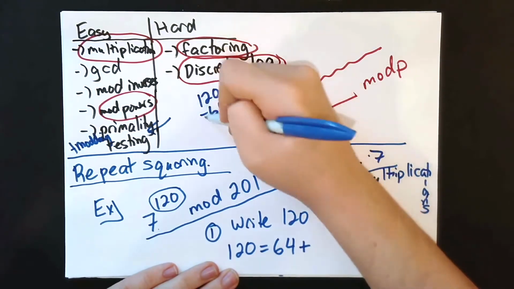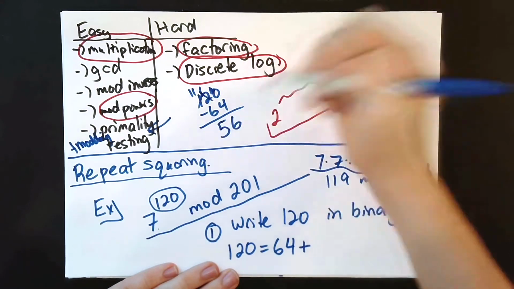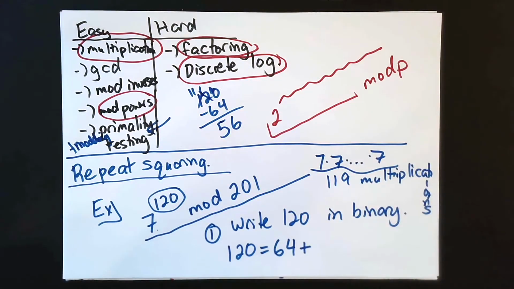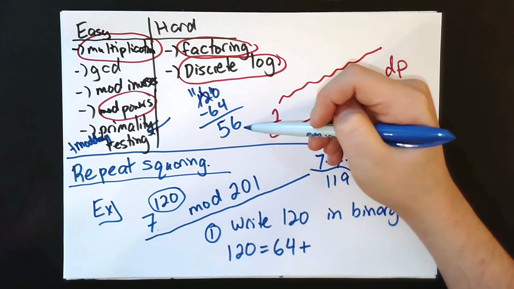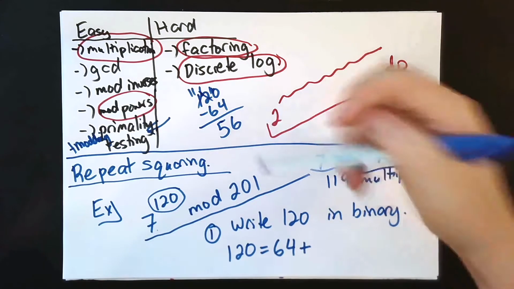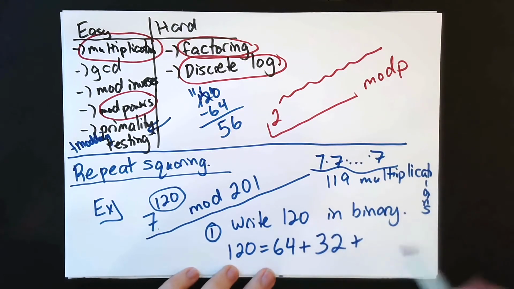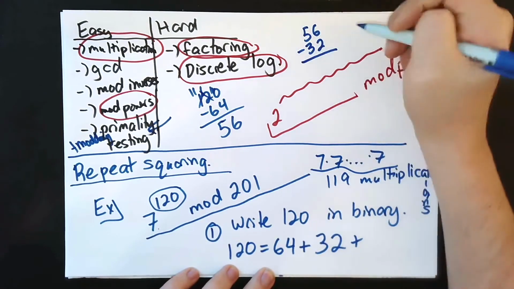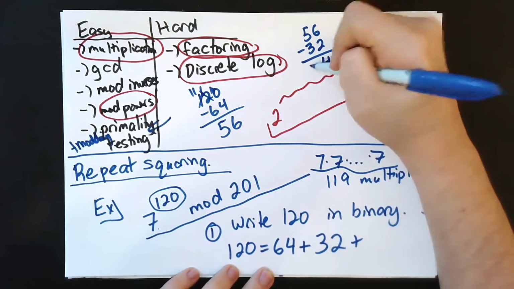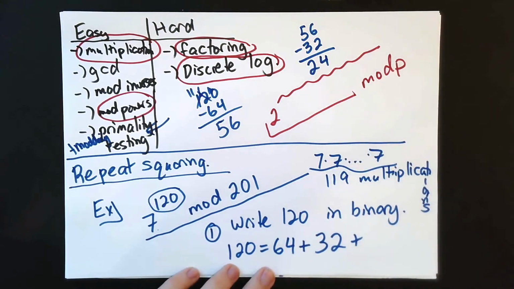So 120 minus 64, that is, it looks like 56. So now I want to do the same thing. What's the largest power of 2 that's less than 56? And the answer will be 32. So now what's left? 56 minus 32, which happens to be 24. So what's the largest power of 2 that's less than 24?